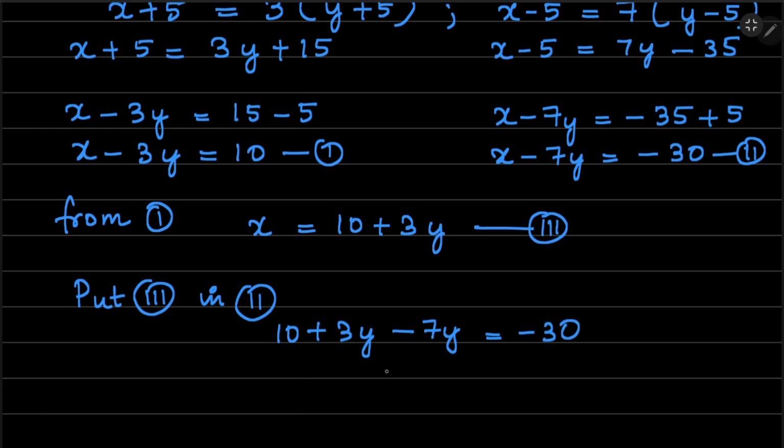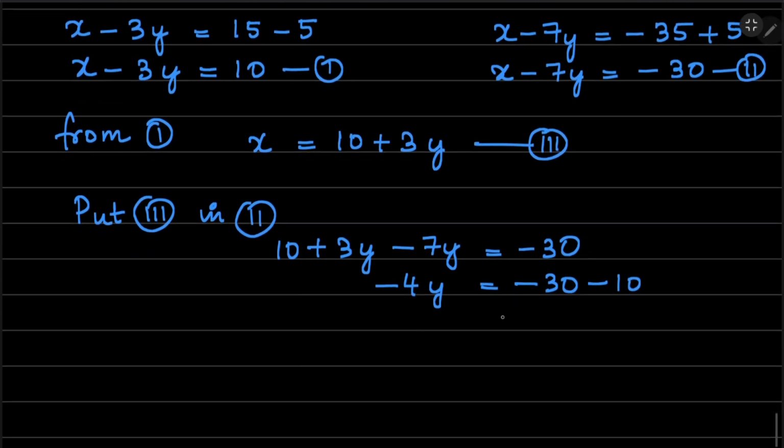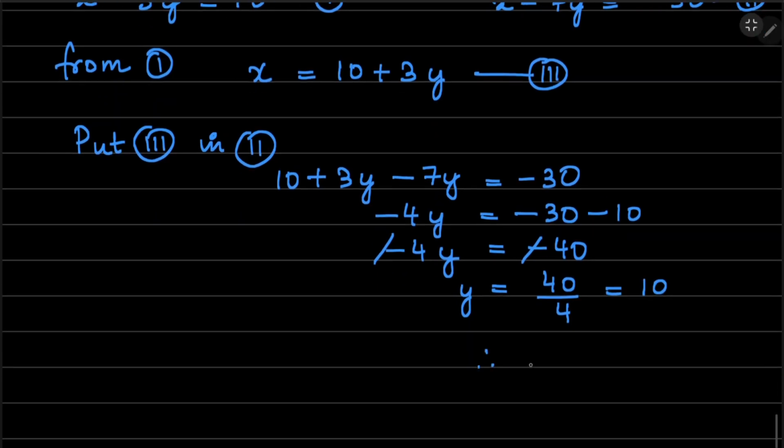What is 3y minus 7y, minus 4y, equal to minus 30 plus 10 goes to the other side. It becomes minus 10. This is minus 40, right? Minus 4y equal to minus 40, so minus minus gets cancelled. y is nothing but 40 by 4, which is 10. Okay, so you can write therefore y is nothing but 10.